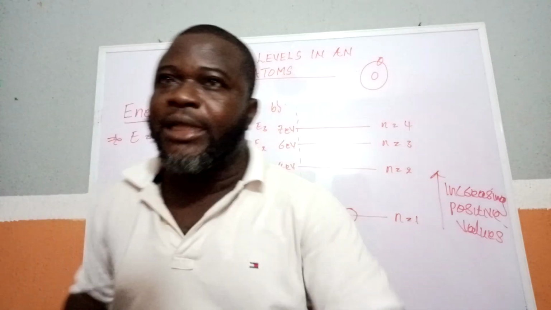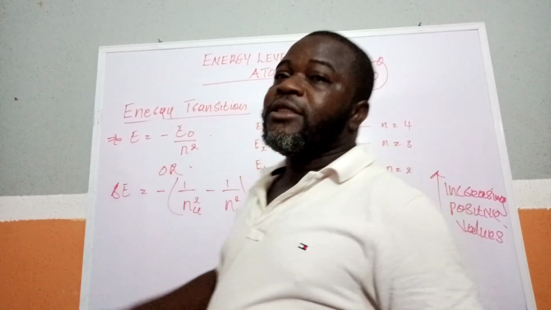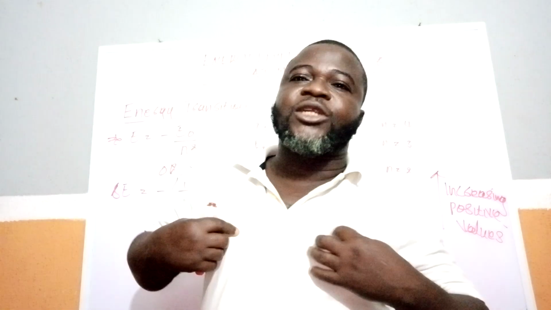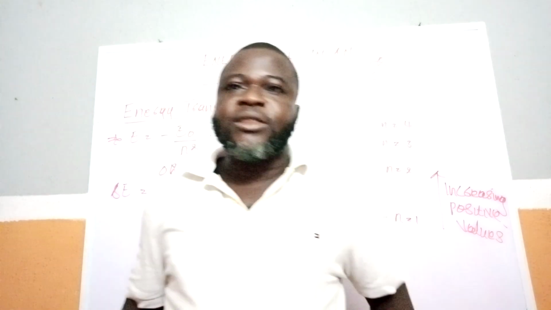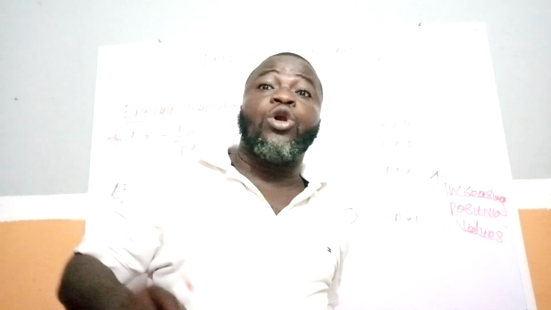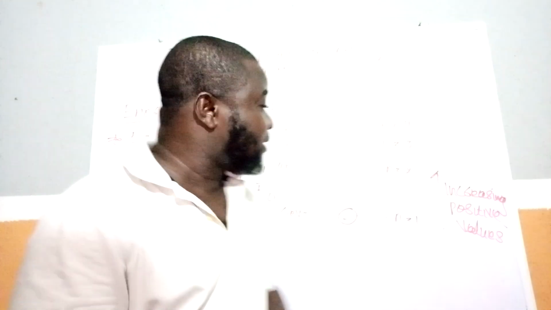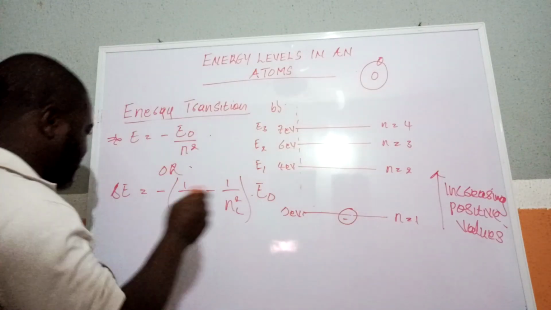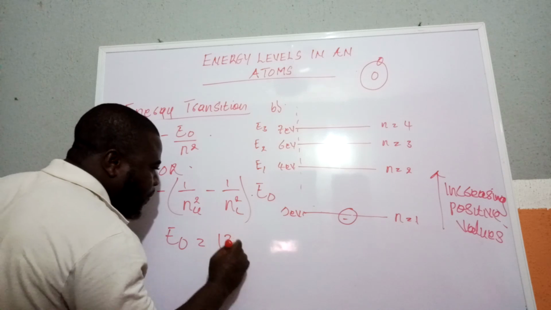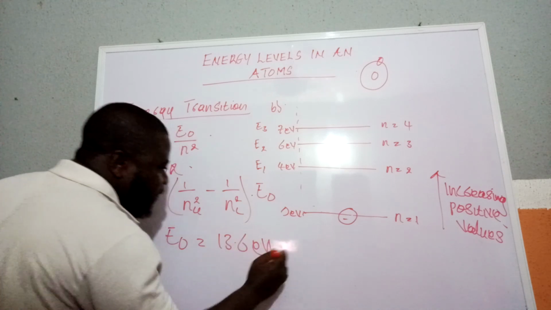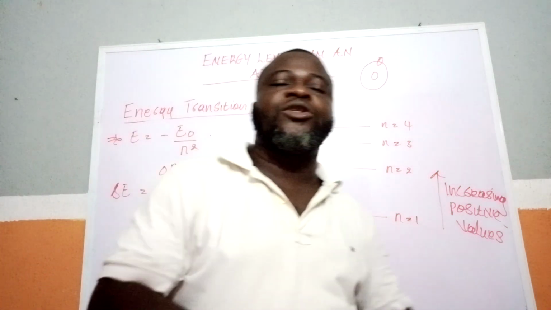Let's explain that, where E is the energy of the electron in the energy level. E naught will represent a constant. E naught is a constant, which is also equal to 13.6 electron volts. Do you understand that? That is E naught. E naught in this case is a constant, which is now equal to 13.6 electron volts. Is that taken?